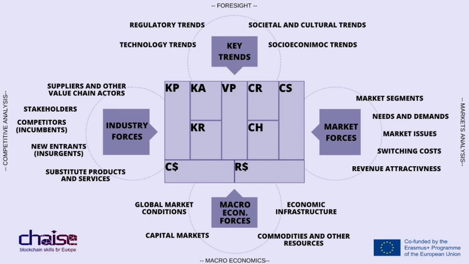Fourth, macroeconomic forces. How will the business model adapt to macroeconomic changes? Global market conditions. Looks at current overarching market conditions from a macroeconomic perspective. Capital markets. Includes current capital market conditions relevant to the capital needs at hand. Commodities and other resources. Focuses on both current prices and price trends for key components of the business model. Economic infrastructure. Describes the economic infrastructure of the market in which it operates.